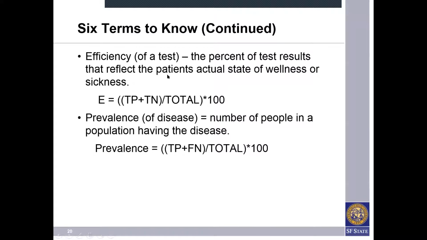Efficiency of the test, or perhaps the accuracy of the test, total number of accurate results out of your total tests run. Accuracy of a test, efficiency of a test. Prevalence of the disease, total number of sick people out of your total population. As of late, positivity rate has also been a statistic of interest, right? How many of your test results are coming back positive?